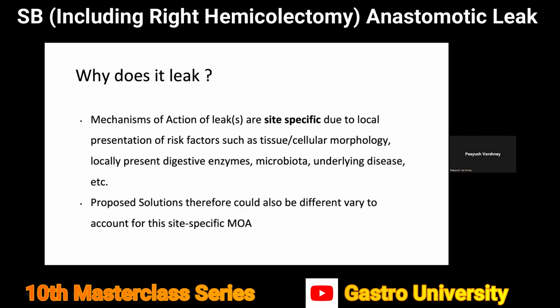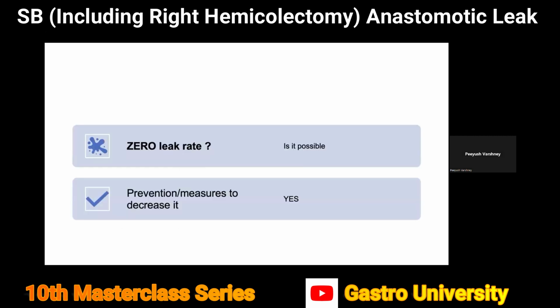So why does it leak? As already covered in the previous talk and will also be covered subsequently by Professor Vishal, the mechanism for the leak depends upon site-specific as well as local factors such as tissue and cellular morphology. What are the local digestive enzymes that are present there? What are the general and local tissue conditions? And most important is what the surgery is being performed for, especially in small bowel when the surgery is performed for tuberculosis, Crohn's disease, and other situations like mesenteric ischemia. So the proposed solutions can therefore vary according to the disease as well as the site.